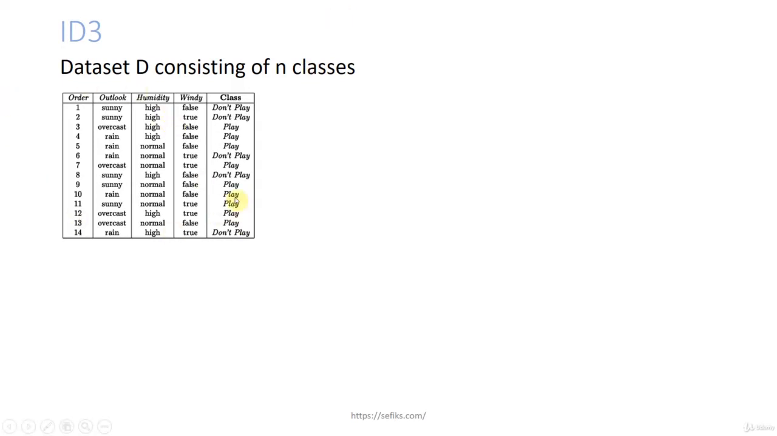Suppose that this is the data set that we are going to work on. There are three different features in this data set and one decision class. These are features, and class is the target value. There are 14 instances, and the decision class consists of two classes: play and don't play, or no or yes.